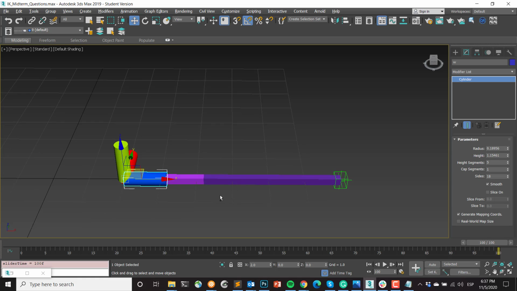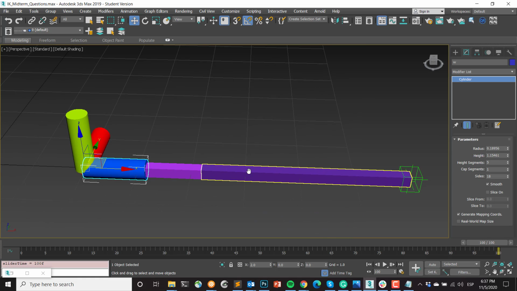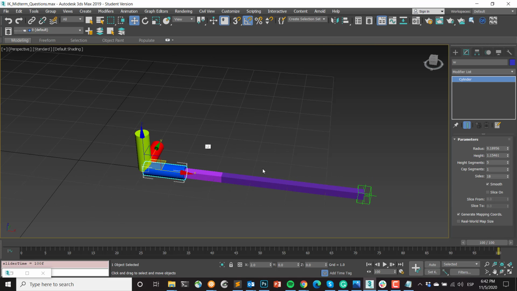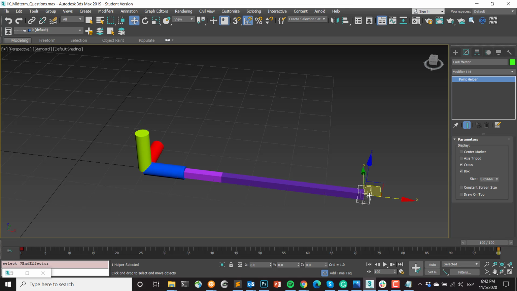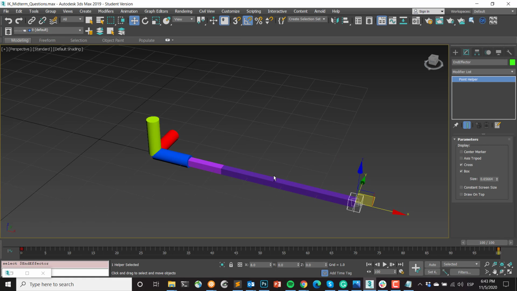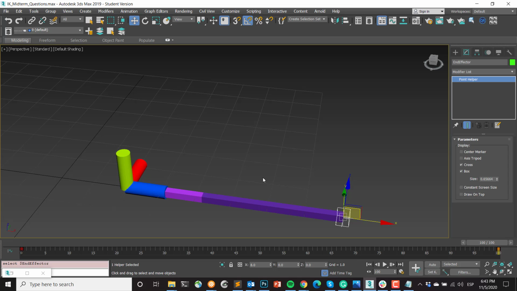So let's see. We have something like this. What happens here, and this happened with all questions on the midterm extra, is that the end effector is at the maximum distance from this kinematic chain. Seeing the numbers, L1 plus L2 is 6 units, and because the origin of the kinematic chain is at 2 and the end effector is at 8, this length is 6 units, which is the maximum extension. That was the key observation to quickly solve this problem.